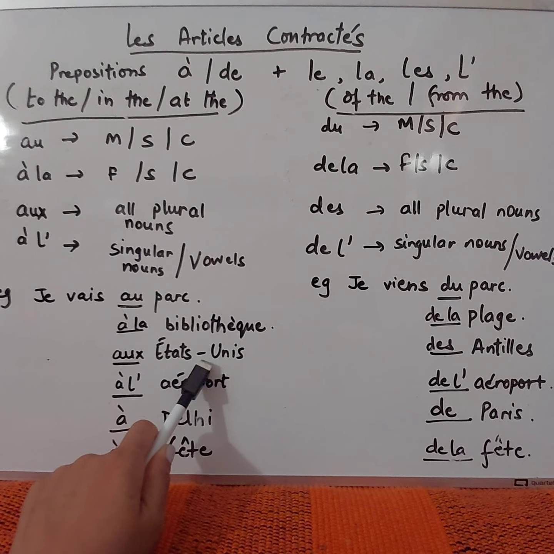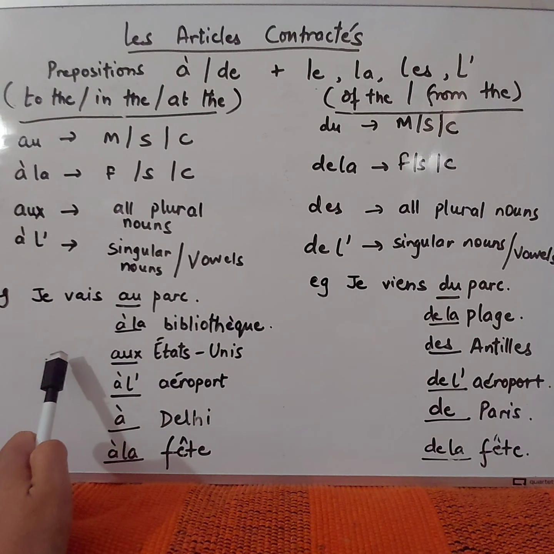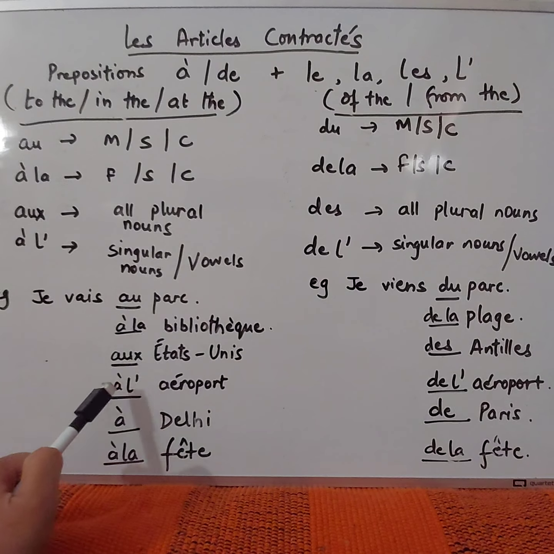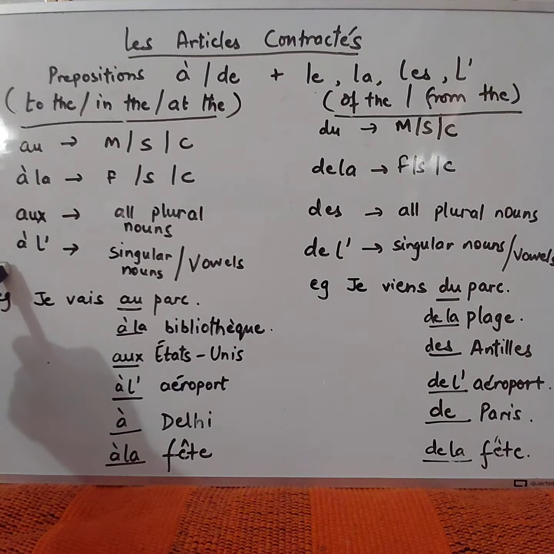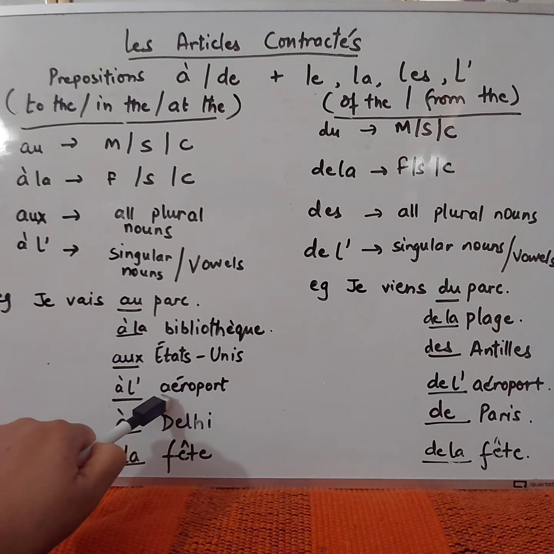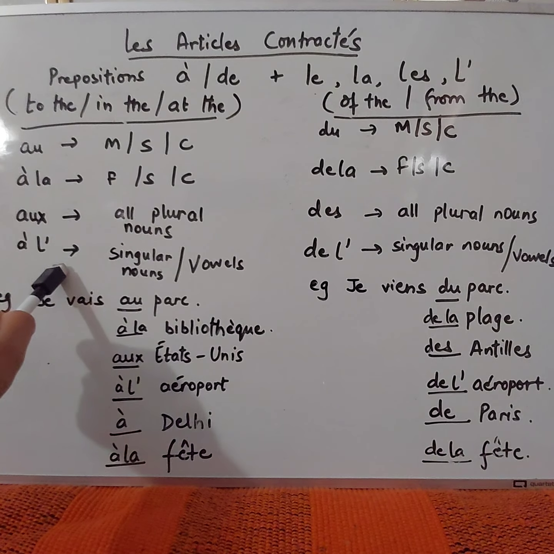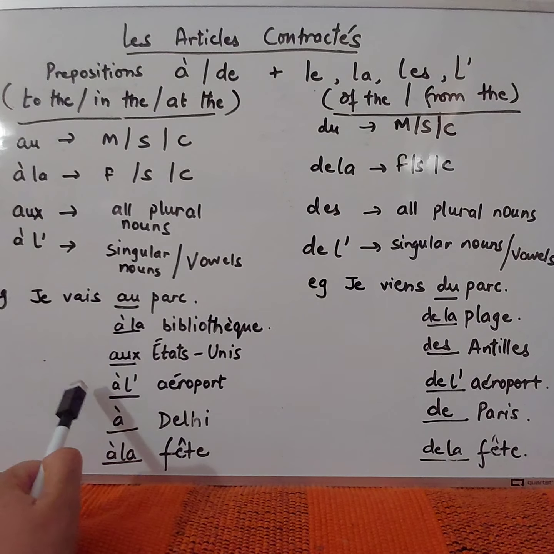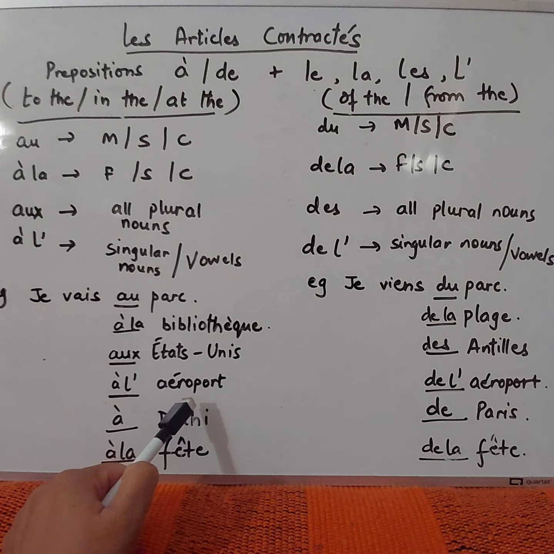The next one, I go to the airport, or I'm going to the airport. Again, je vais for I go or I'm going. For writing to the, I will take the contracted article from this category, right? And because airport is a singular noun beginning with a vowel A, for singular nouns beginning with vowels, I use à l', right? So I'll say je vais à l'aéroport. Je vais à l'aéroport. That means I go to the airport, or I'm going to the airport.